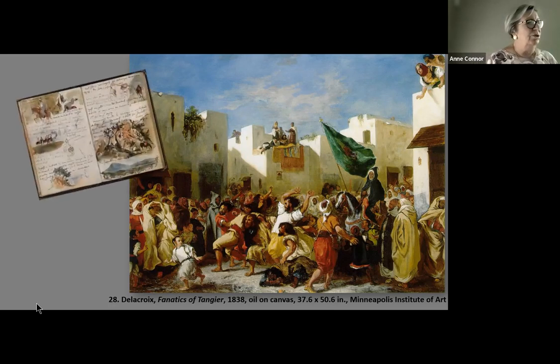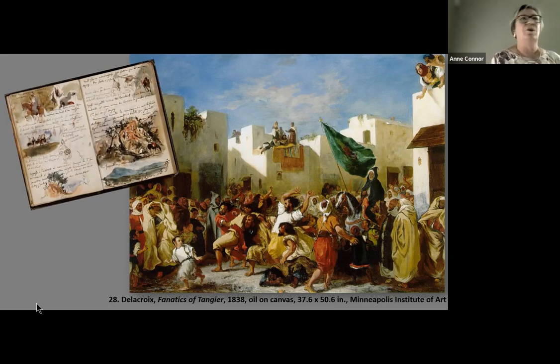This is the type of sketchbook that Delacroix had, which are absolutely superb. As you can see, 14 of them, where he takes note of everything he sees.